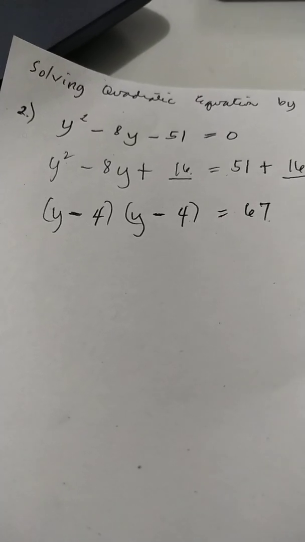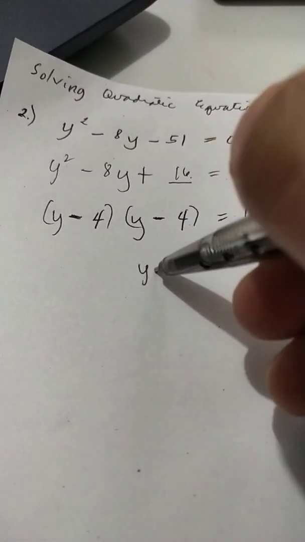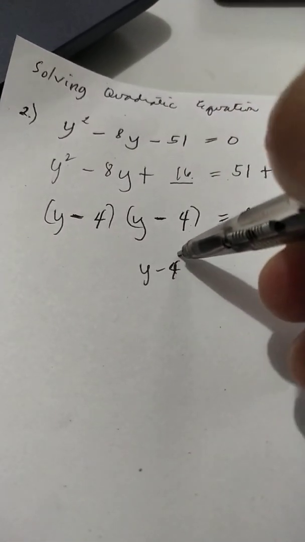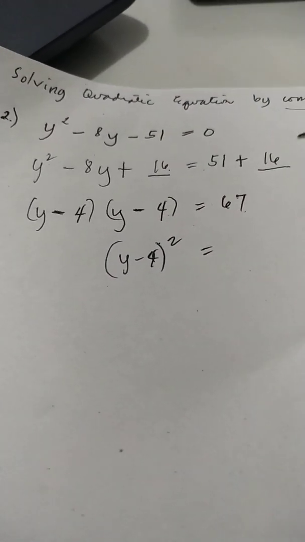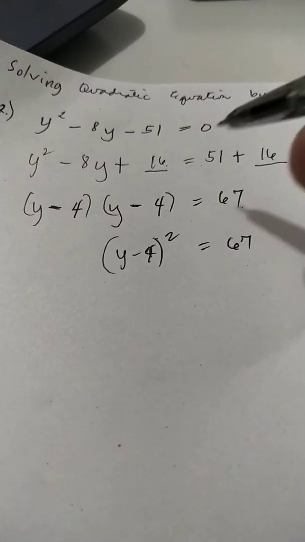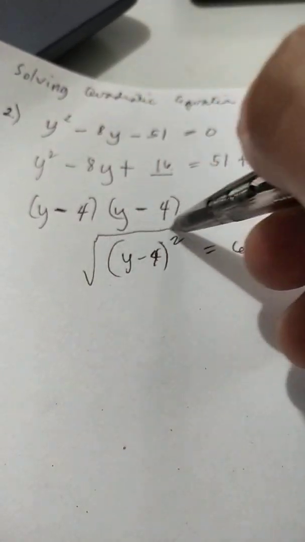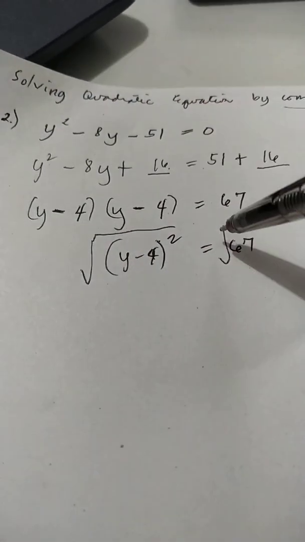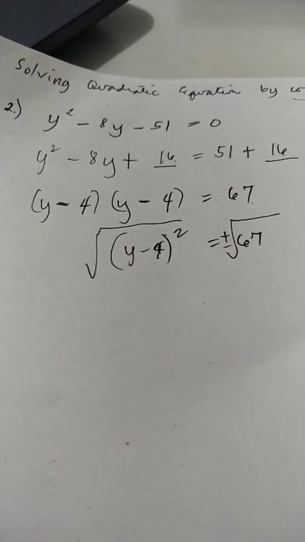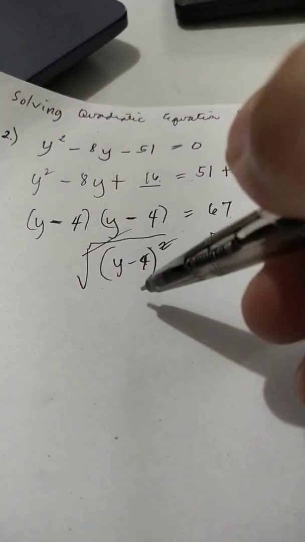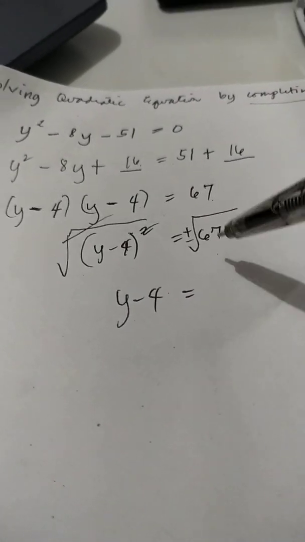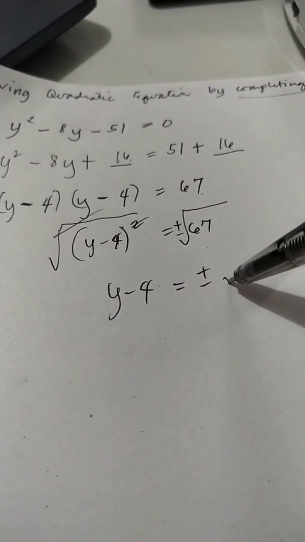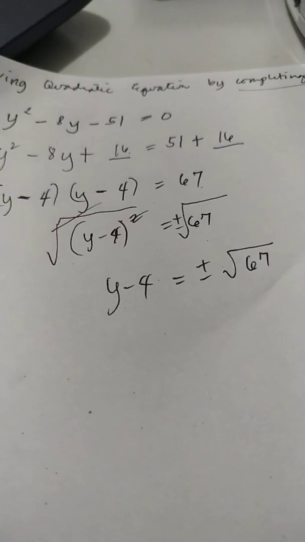Then, we have y minus 4. The quantity y minus 4 raised to the power of 2 equals 67. Extracting the square root of both sides of the equation, we have now y minus 4 is equal to positive or negative square root of 67.